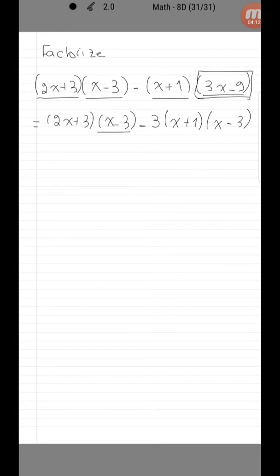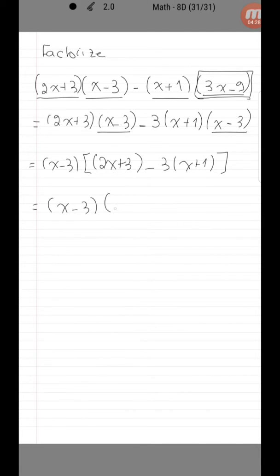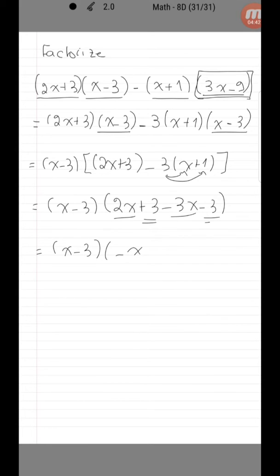Now, x minus 3 is a common factor, so I take it as a common factor and I open brackets. Now I divide each term by the common factor. I'm left with (2x + 3) + (x + 3) − 3(x + 1). Now I expand inside the brackets: 2x + 3 − 3x − 3, equals to (x − 3)(−x). 2x minus 3x is minus x, plus 3 minus 3 is 0.